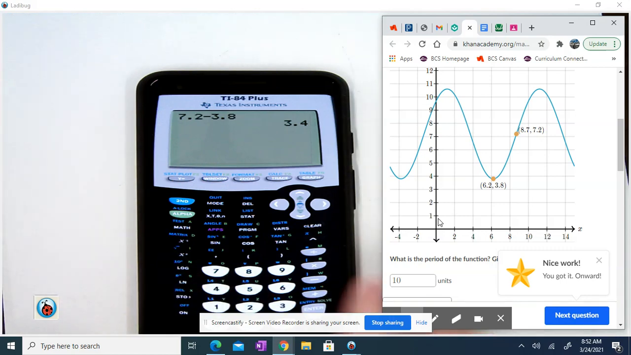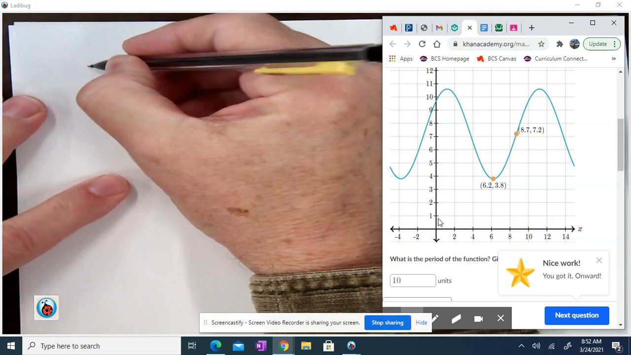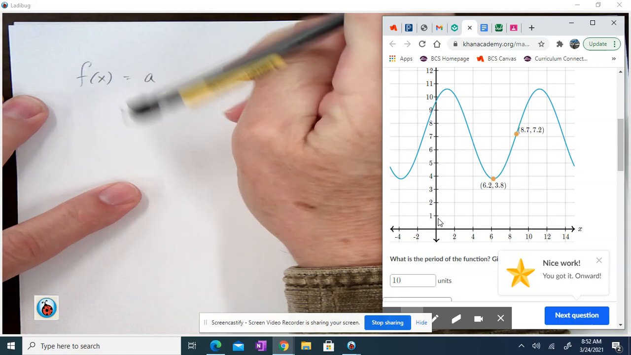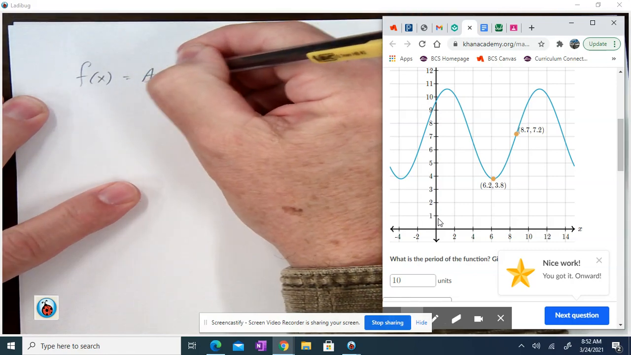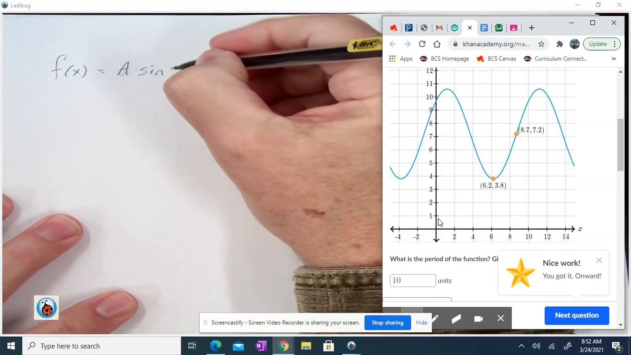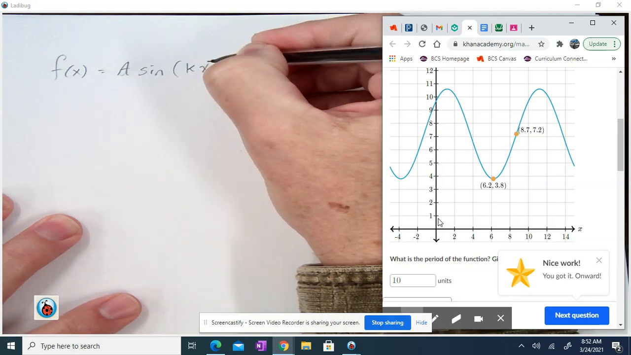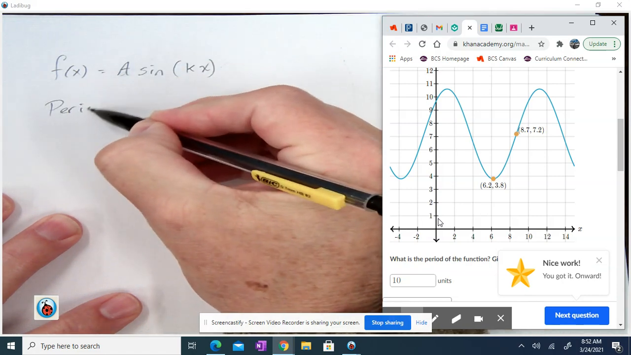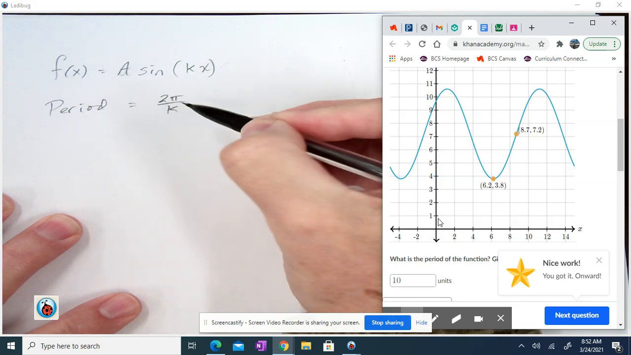All right, and if you remember, when you're drawing a sinusoidal function, you have f of x equals A. So that's your amplitude, right? Sometimes it's a capital A, right? Times, let's just go with sine. It could be cosine, but sine of kx. Right? So remember, period is 2 pi over k, right?